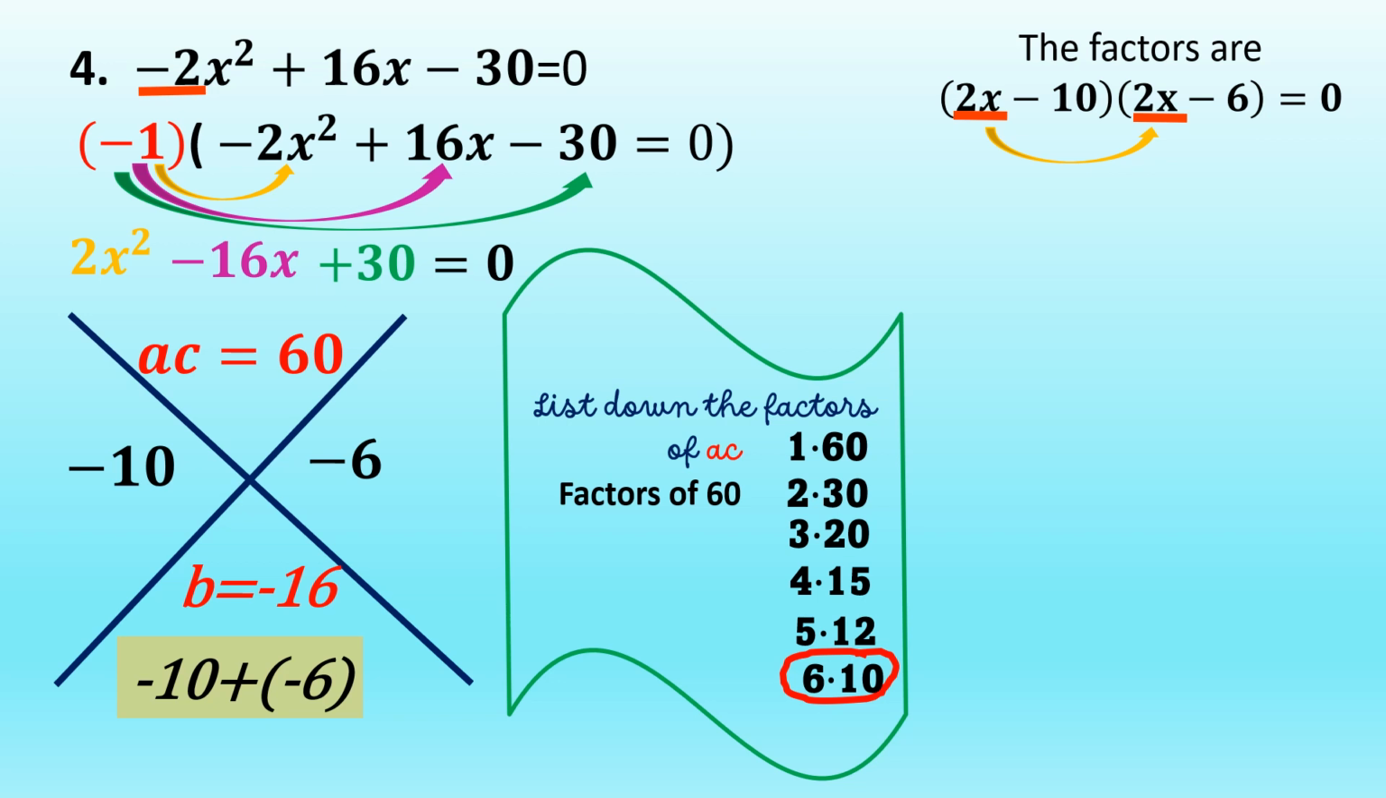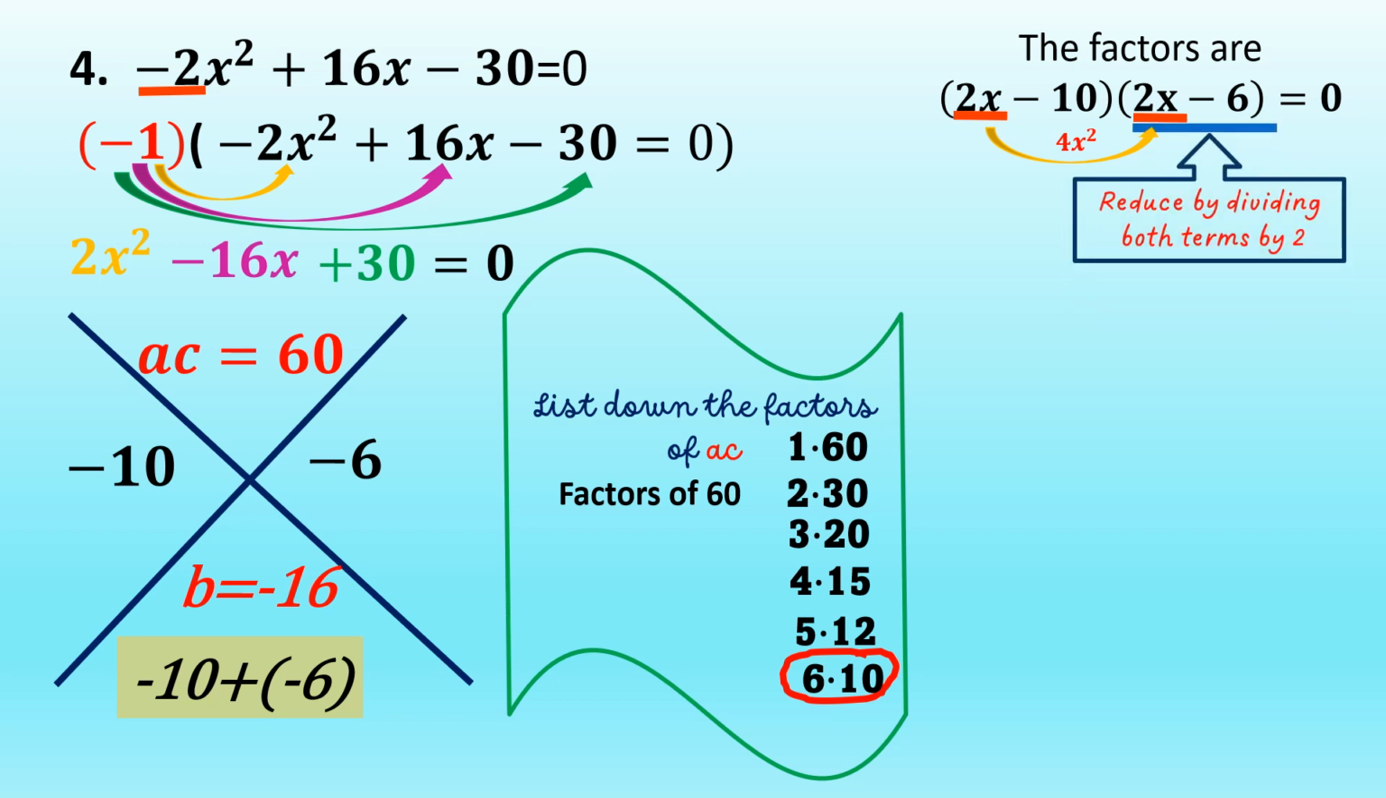If we're going to multiply the first terms of our binomial factors, 2x times 2x would be positive 4x squared. And our original equation is only negative 2x squared. So what we are going to do is factor or reduce one of the factors. So we will reduce 2x minus 6 by dividing both terms by 2. We got quantity 2x minus 10 times quantity x minus 3 equal to 0.